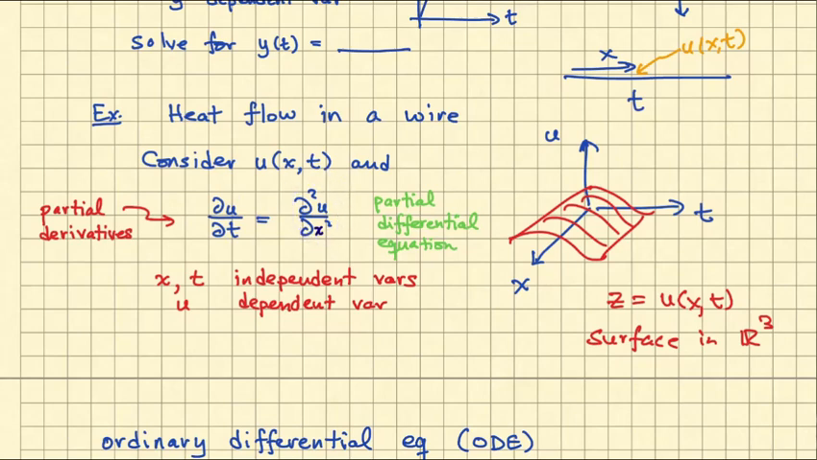And so here we have partial derivatives, and this is what makes this a partial differential equation, because it involves an unknown function of more than one variable, and so its derivatives are going to be partial derivatives. Here, the independent variables are x and t, so that's space and time, and the dependent variable here would be the temperature. So this is a partial differential equation. We call these PDEs for short.